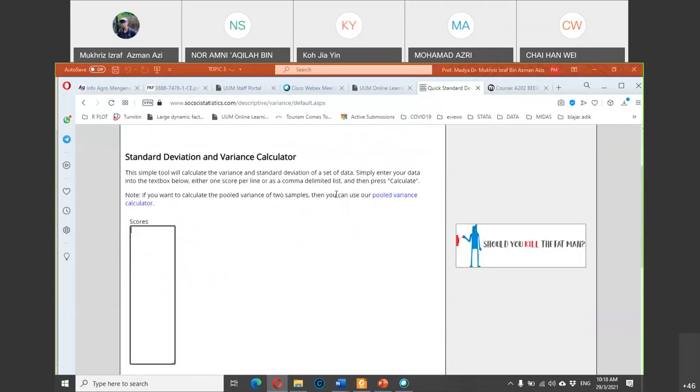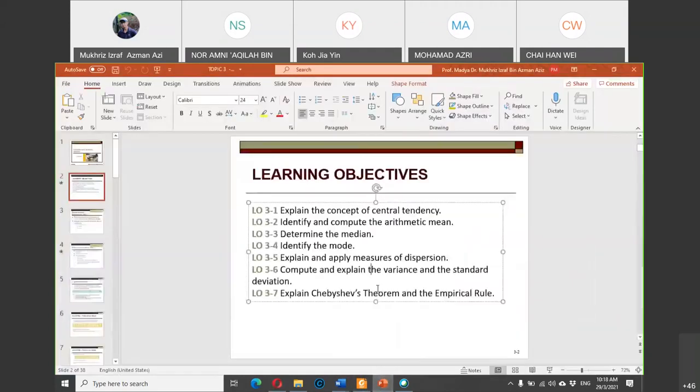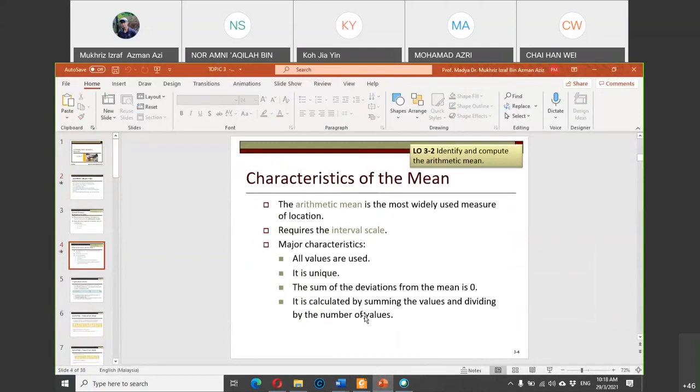Okay, so you need to be alert, and also keep in mind, we are going to use our ebook a lot from this week onwards. So let me start with the concept of central tendency.